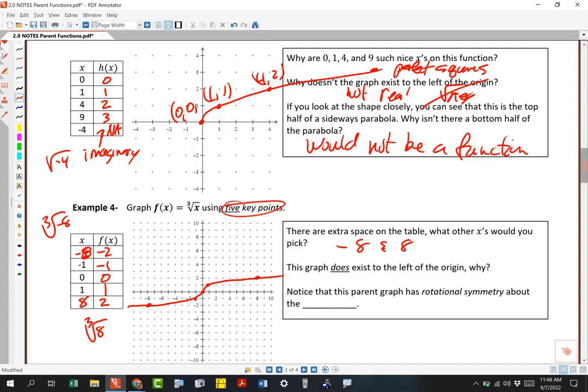Dane? Because you can get cube roots of negatives. So up here where we said you can't take the square root of a negative, cube roots of negatives exist. So I'm going to write: cube root of a negative exists. Okay, and you'll notice that the parent graph has rotational symmetry. It doesn't have reflective symmetry. There's no line of symmetry. But if we take this whole thing and we spin it around the origin, it's got rotational symmetry about the origin.